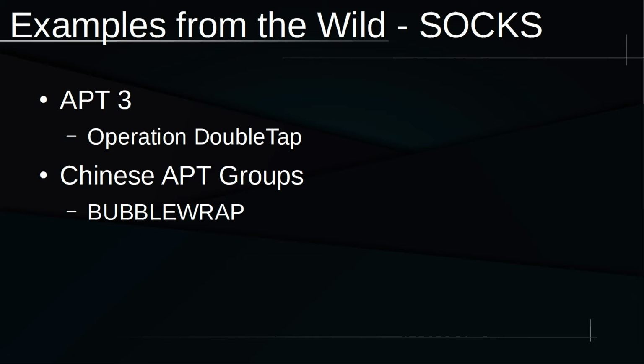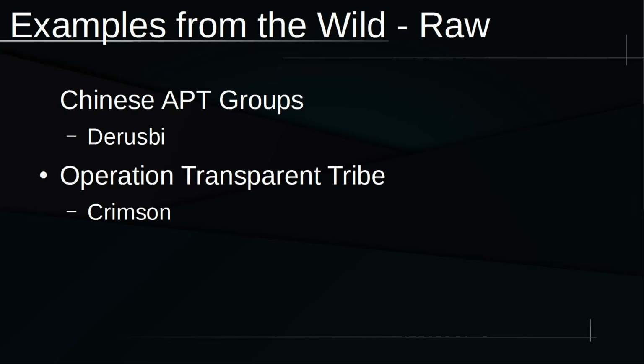APT3 during their Operation Double Tap establishes a SOCKS5 connection to their C2 server. This is also combined with a custom protocol that sends integer commands that the malware will execute. These are all listed in the FireEye report, but things like Command 1 deletes files, Command 2 exits the malware, and Command 3 downloads content from a URL, etc. Also attributed to China, the bubble wrap malware also uses a SOCKS proxy for communication, in addition to some standard HTTP.